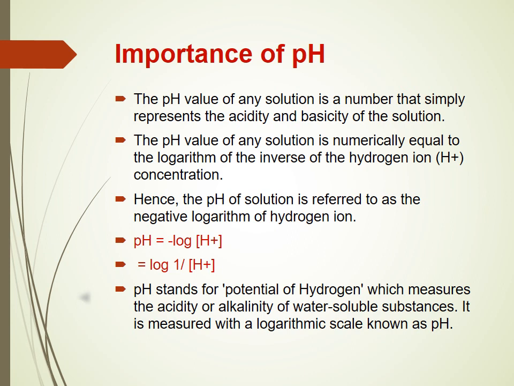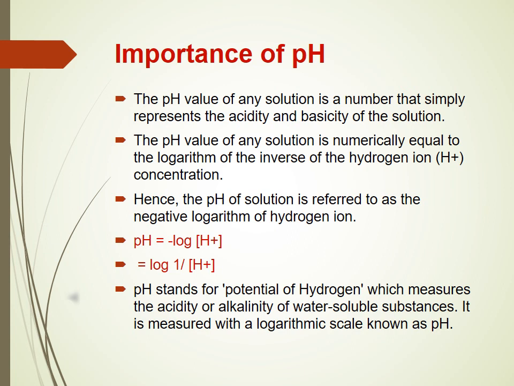So, first of all, a Danish biochemist devised a scale known as the pH scale to represent the H plus ion concentration of an aqueous solution. This pH value of any aqueous solution is a number that simply represents the acidity or the basicity of the solution. One thing you know is that any acid is a substance that donates hydrogen ions, that is, when in a solution there are more hydrogen ions than hydroxide ions, then the solution will be acidic. In the same way, a base is a substance that gains hydrogen ions, that is, when in a solution there are more hydroxide ions than hydrogen ions, then the solution will be alkaline in nature.